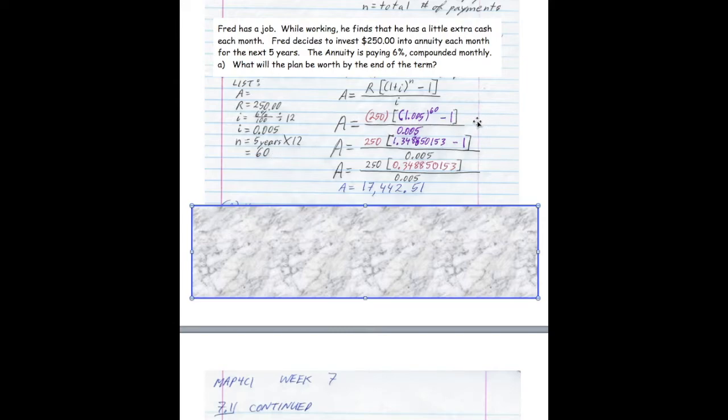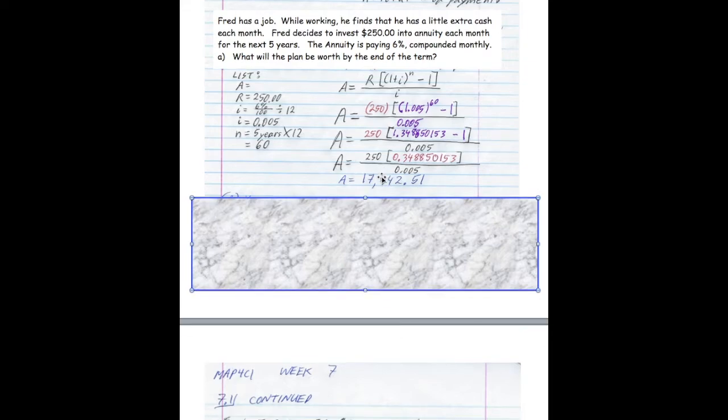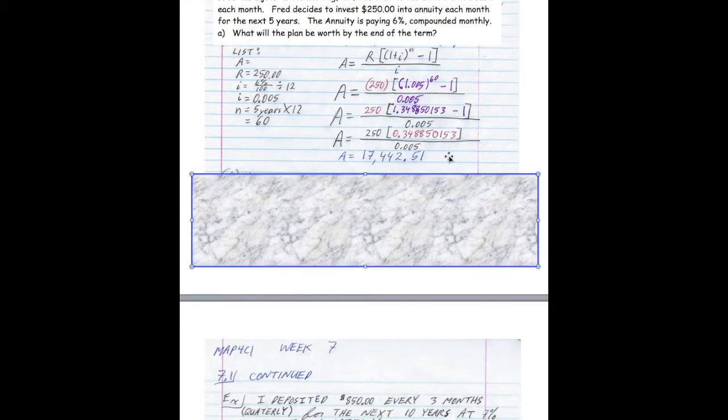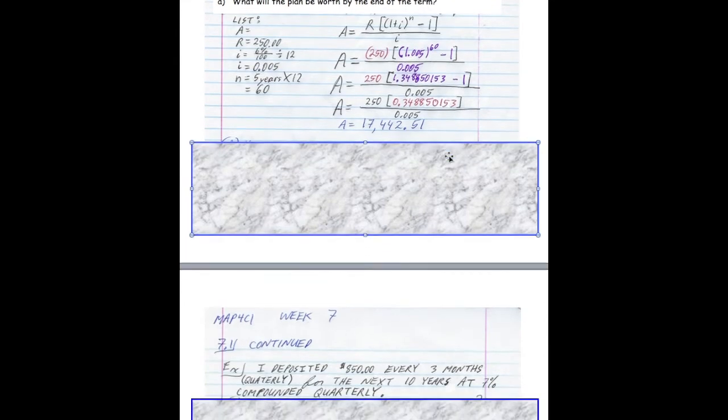Again, it's all in the calculator here now. So I did the extra step. I did 1.005 to the power of 60. Then I subtracted 1. And then I went times 250 divided by 0.005, which is the little i factor. Total, this plan at the end of 5 years will be worth $17,442.51. All right, that sounds great.